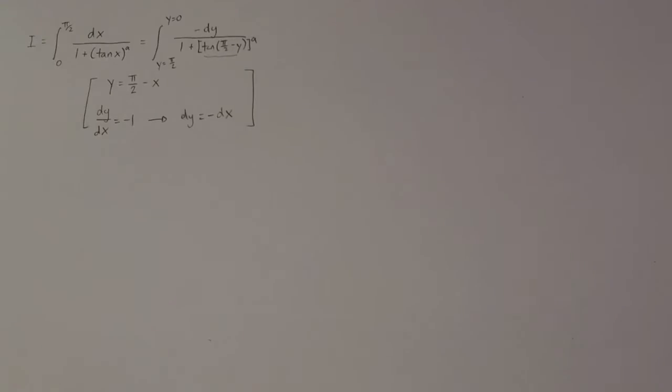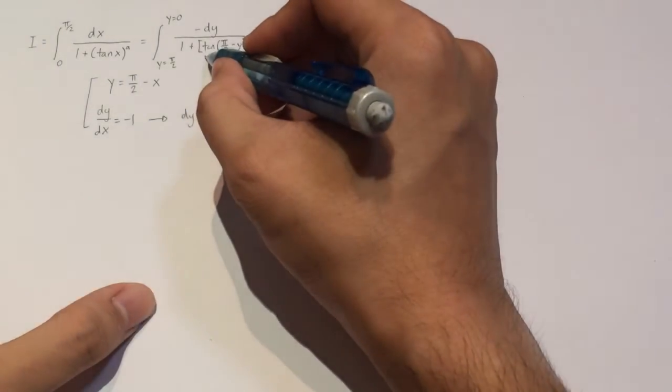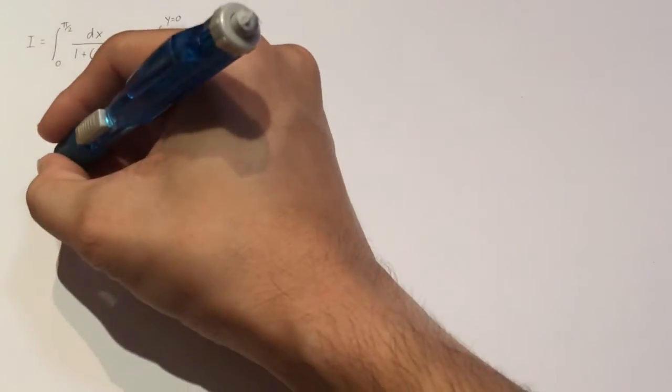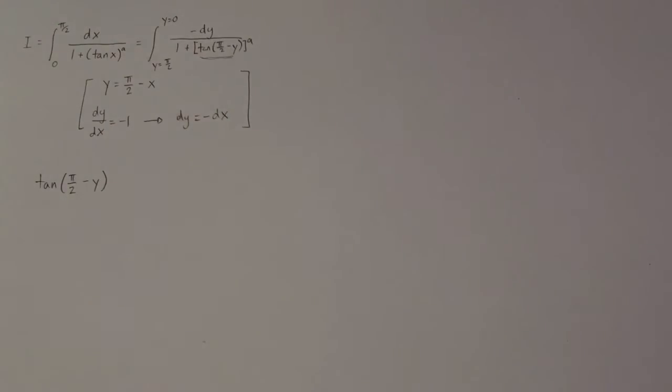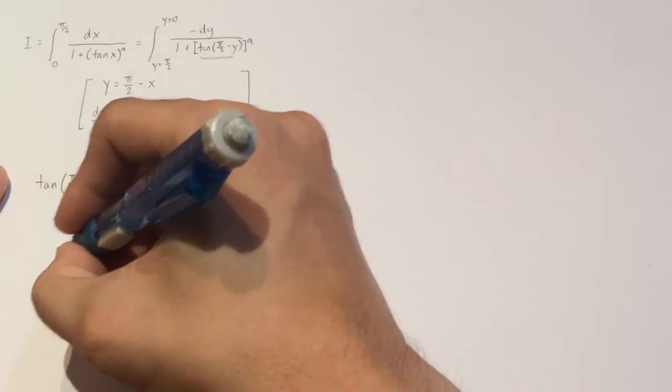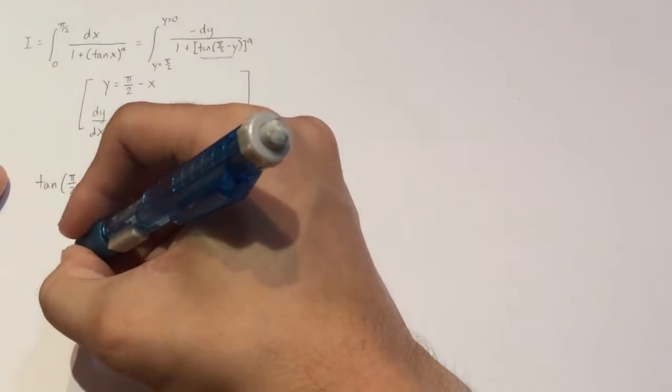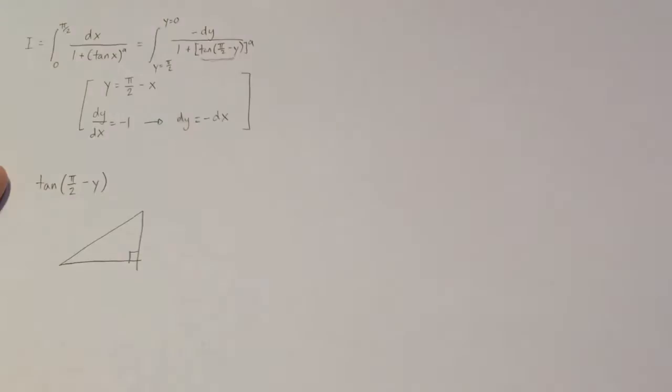Now this next bit is sort of why this whole substitution is amazing. First, we need to work out what this bit even is: tan of pi over 2 minus y. So I'm going to write it out here so you can see. Tan of pi over 2 minus y. Well, what we're going to do is draw a diagram first of all. So I'll draw out a simple right-angled triangle which looks like this.